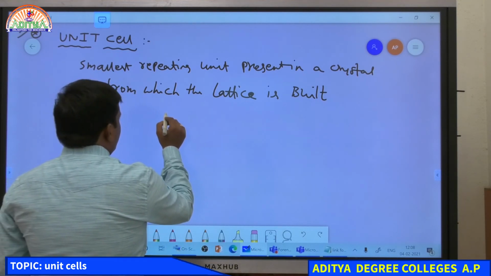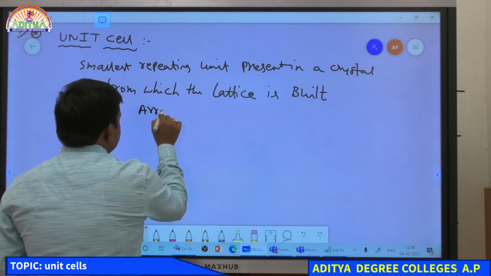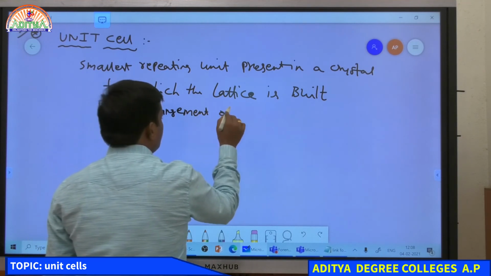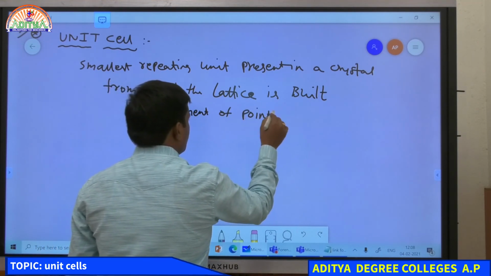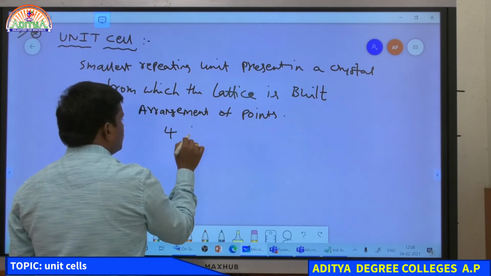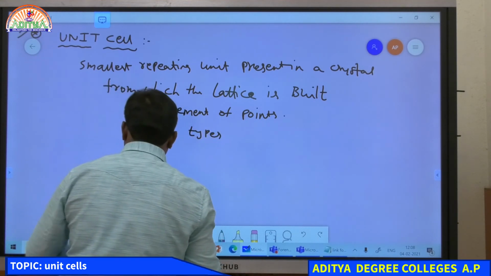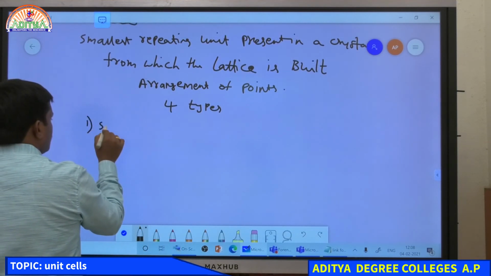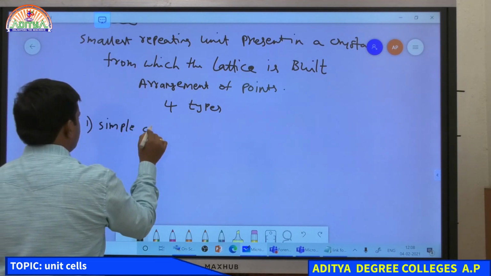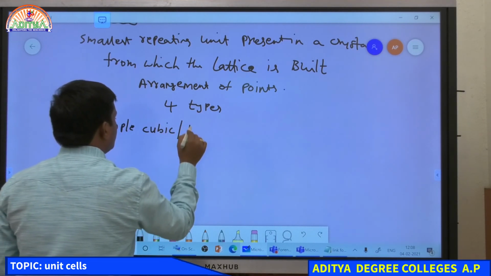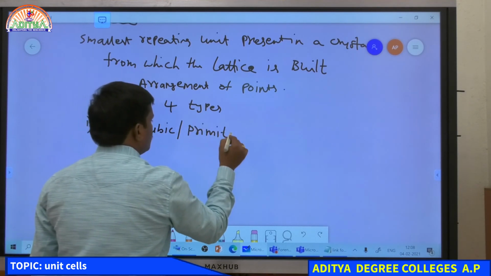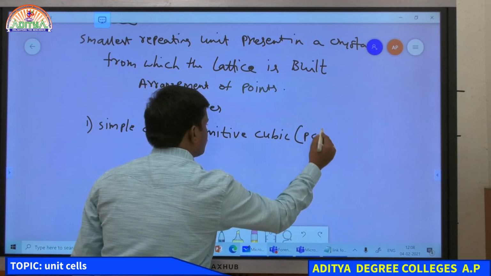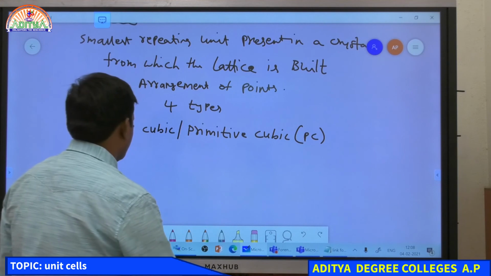Now, basing on the arrangement of points, unit cells are classified into 4 types. These are, first one, simple cubic unit cell. This is also nothing but primitive cubic, simply PC. So the first type is simple cubic or primitive cubic.